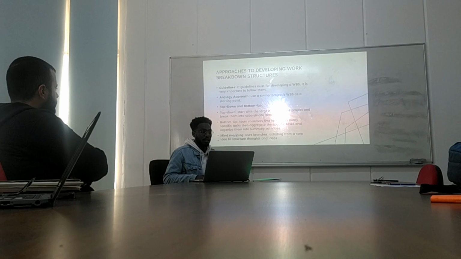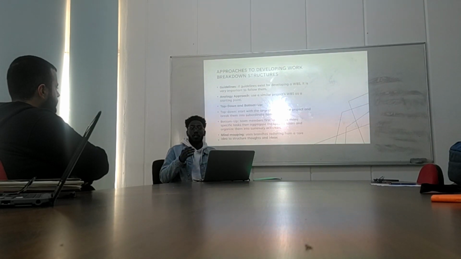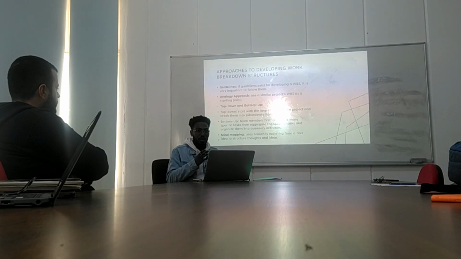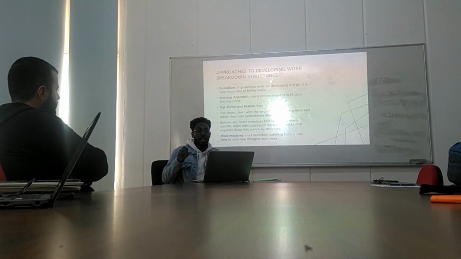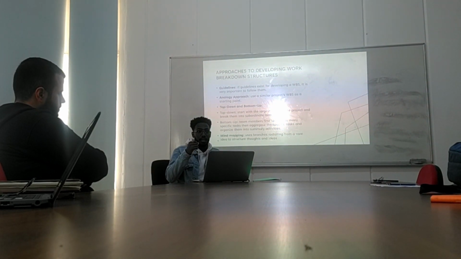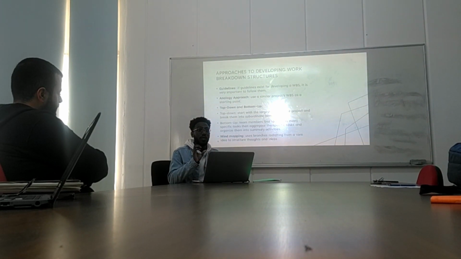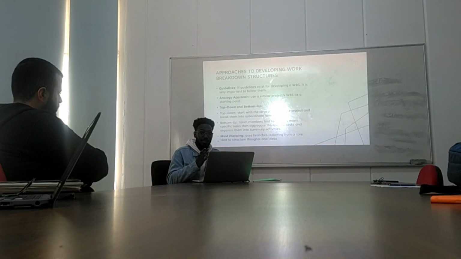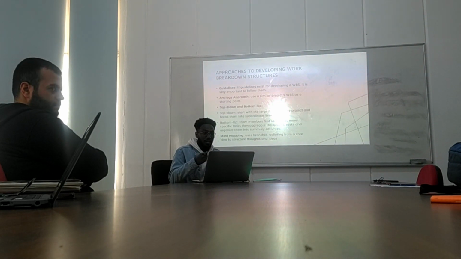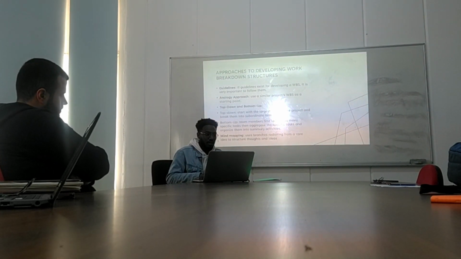And the second approach is the analogy approach. Here it says use a similar project's WBS as a starting point. So, for example, let's say that we have an organization, and we are stakeholders of this company. We can look for a similar project, similar to the one that we are developing, and then we can take the WBS of another project as a starting point for our project. So we can have a starting point from the other breakdown structure.